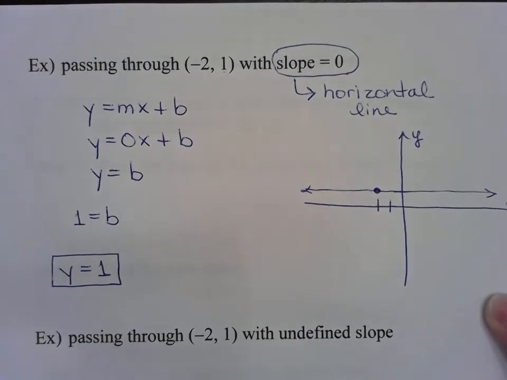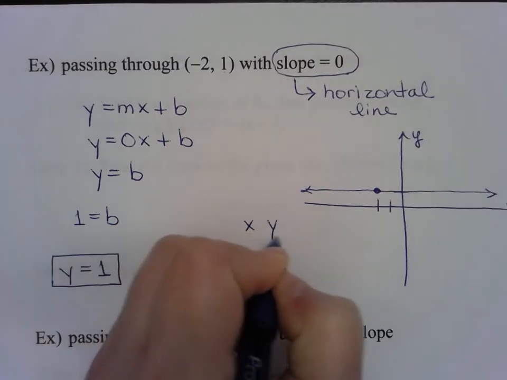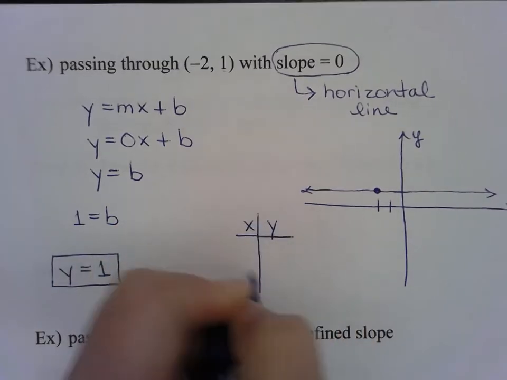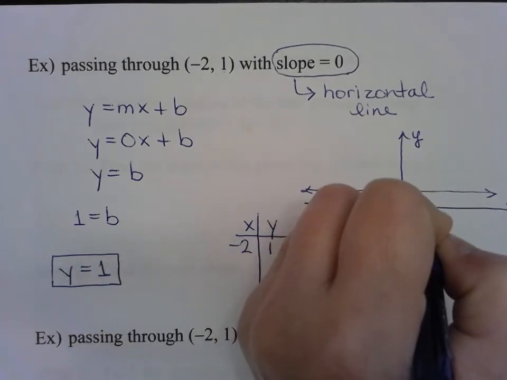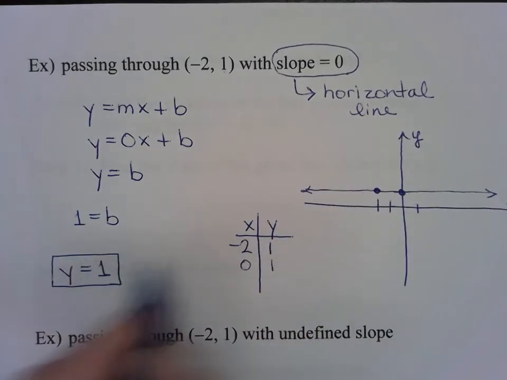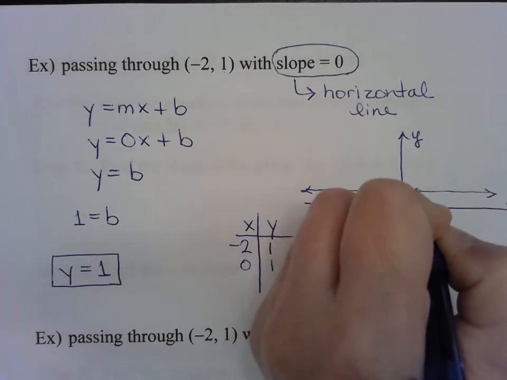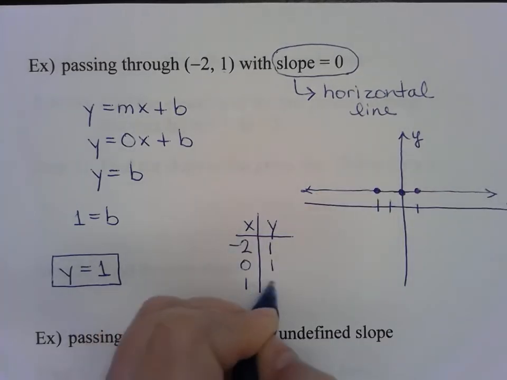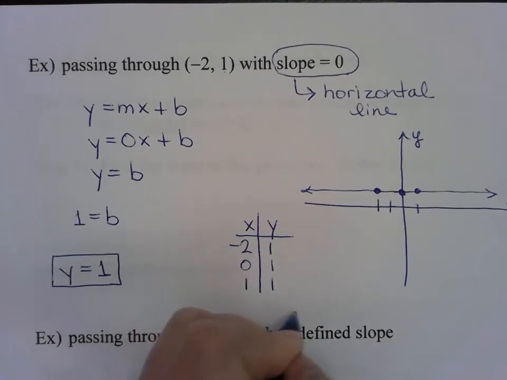Okay, and here's how I remember which is which, horizontal versus vertical. If I were to list some points on that line, I definitely have -2, 1, right? But I could pick some other points, like 0, 1. It's flat, so the y value is really not going to change. I could pick 1, 1. I could pick any x I want, and the y value is fixed at 1.